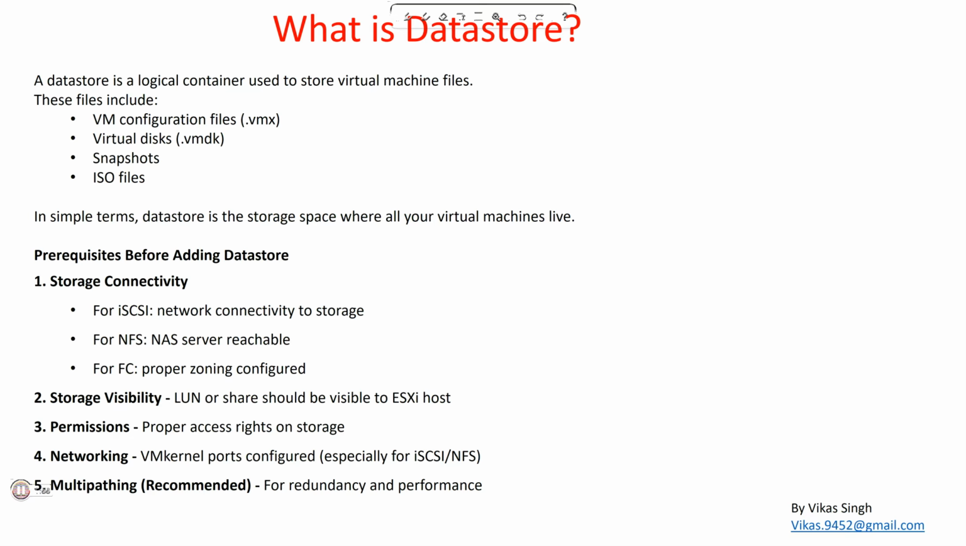Second is storage visibility, which I have already discussed. LUNs and shared storage must be visible to the ESXi host. It does not matter which protocol or which type of storage you want to use, but it should be visible. Third is permission. Proper access rights must be configured on the storage to have storage access. Fourth is networking. A VMkernel adapter must be configured specifically for iSCSI and NFS protocols. And finally, multipathing is recommended. This provides redundancy and improves performance. If these are missing, then data store creation is going to fail.